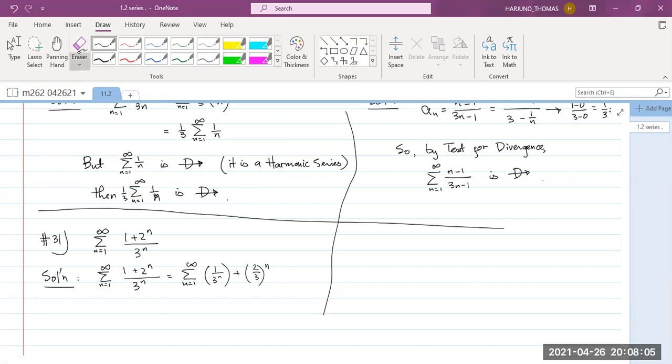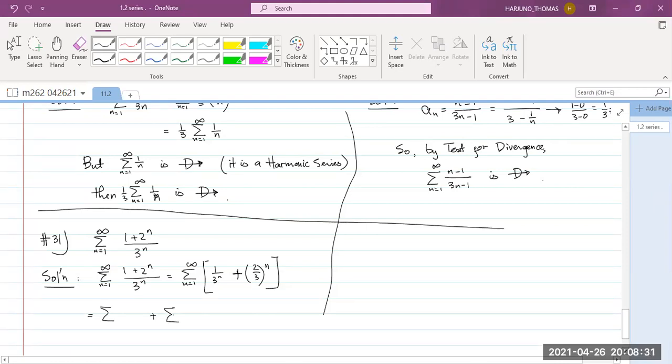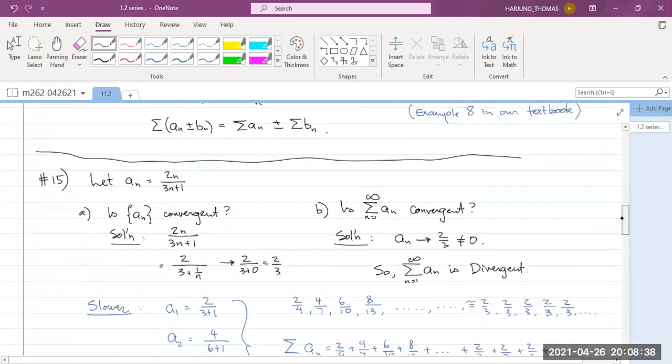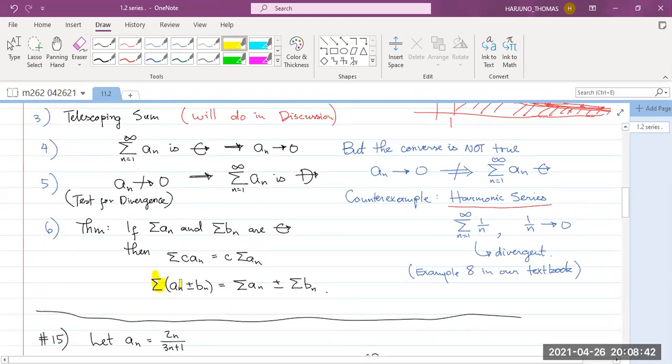I'm sorry, it should not look like that. It should look like this. Okay, and then break it into 2 sums. Sum of something plus the sum of something. Remember, the series of a sum equals the sum of series, right? That's one of the theorems we have. Just like we have the integral of a sum equals the sum of integrals. Of course, if the series or the integral is convergent.